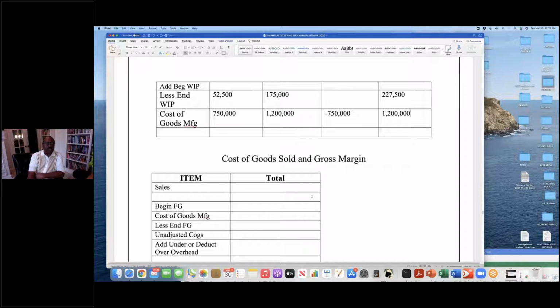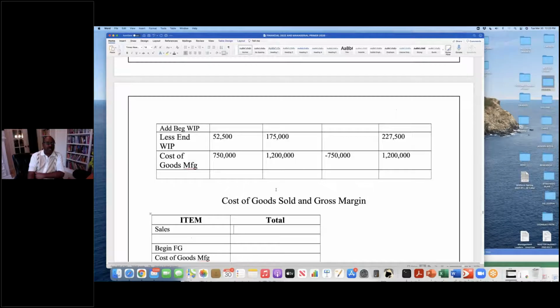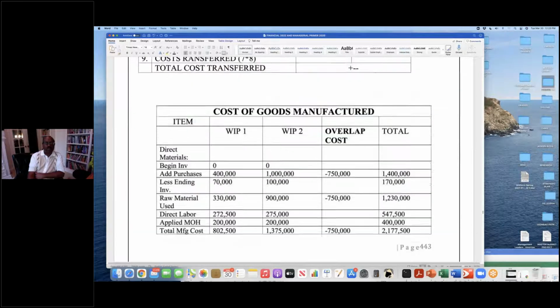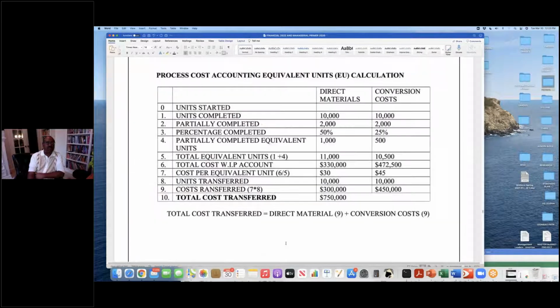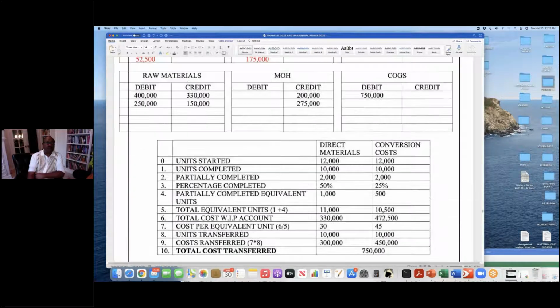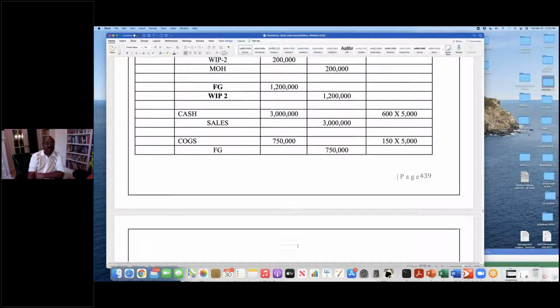And we'll do our cost of goods sold and gross margin quickly. Our sales, we said, were 3 million.